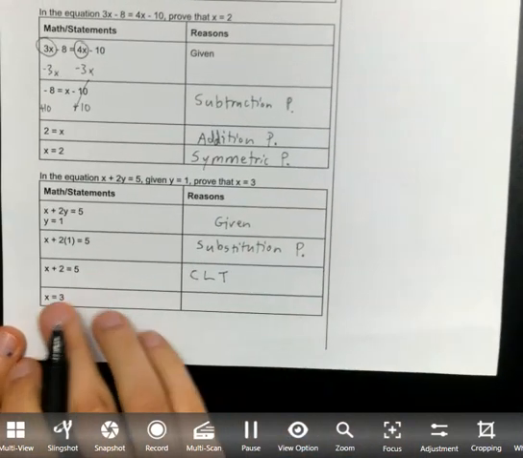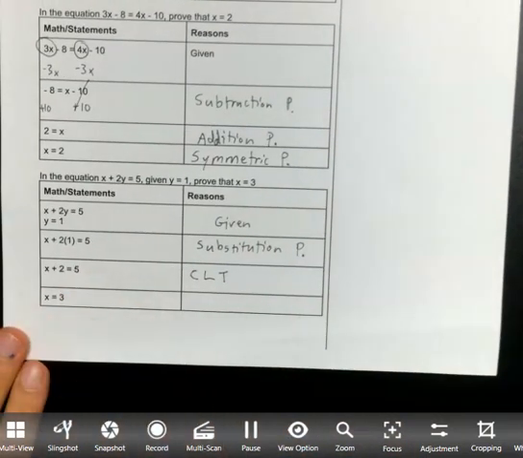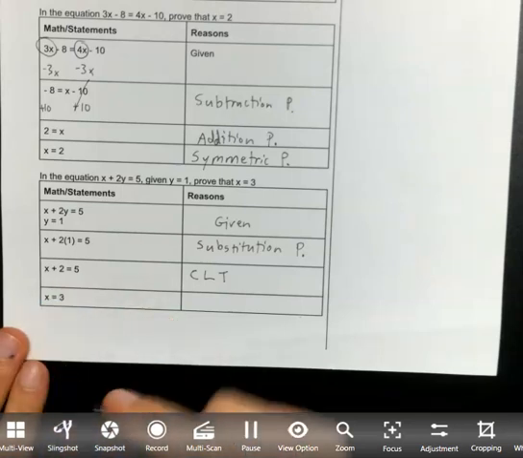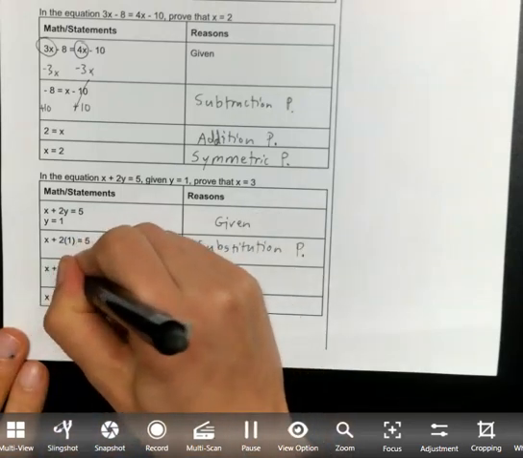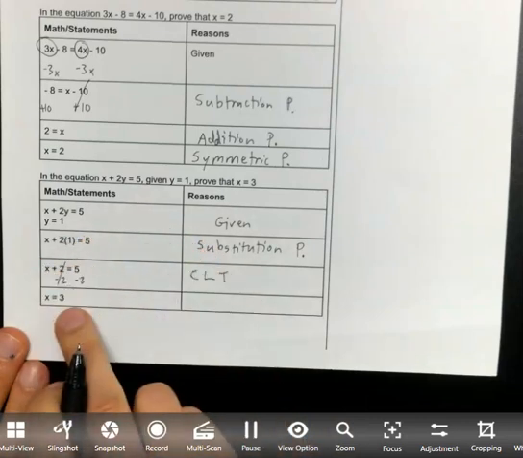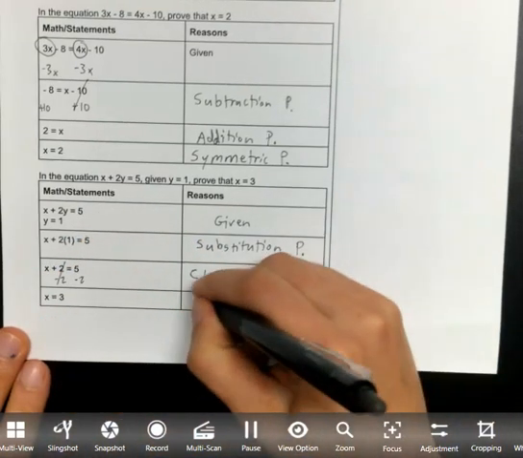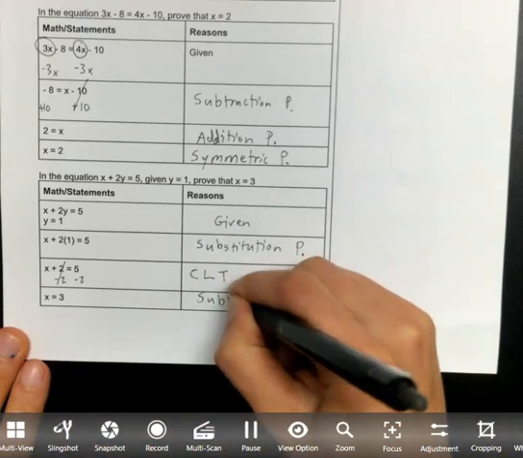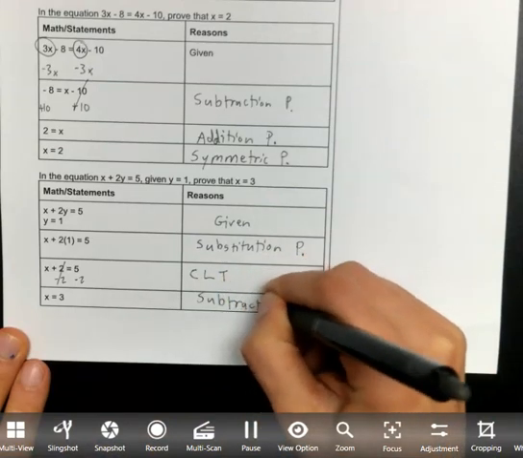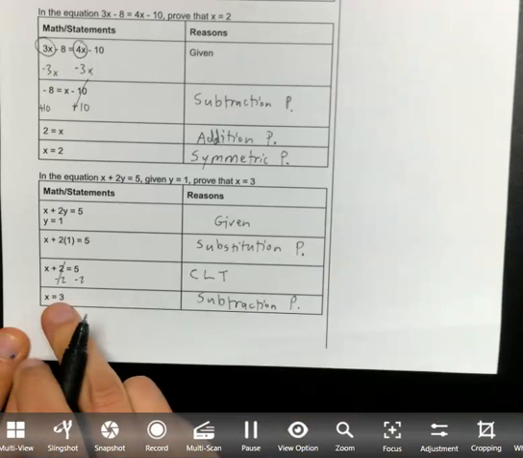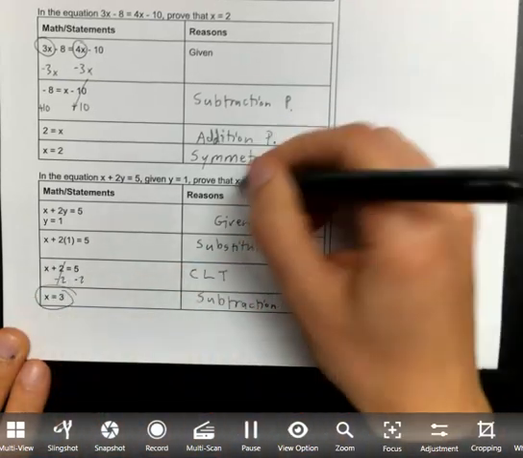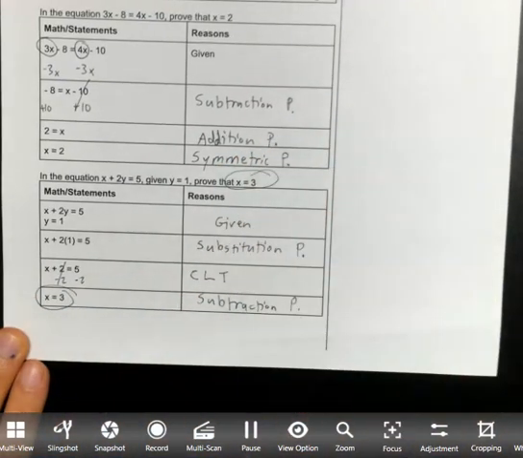All right, last thing, how would you get x by itself? Well, what I would do is I would subtract by 2 on both sides, and that's exactly what they did. If you subtract by 2 on both sides, then you get 3 by itself, so subtraction property. And we just check, does this look exactly the same as this? It does, so we're good to go.